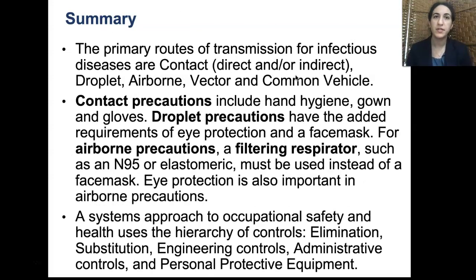The primary routes of transmission for infectious diseases are contact, droplet, airborne, vector, and common vehicle. Contact precautions include hand hygiene, gown, and gloves. Droplet precautions have the added requirement of eye protection and a face mask. For airborne precautions, a filtering respirator, such as an N95 or elastomeric respirator, must be used instead of a face mask. Eye protection is also important in airborne precautions. A systems approach to occupational safety and health uses the hierarchy of controls.